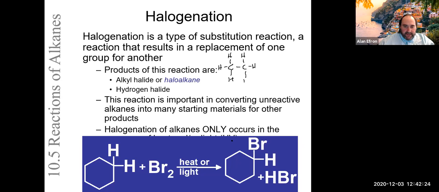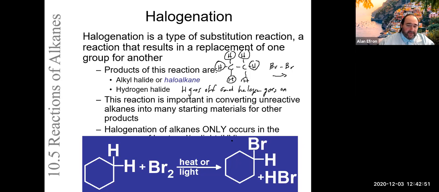And basically in a substitution reaction, a hydrogen comes off and a halogen goes on. So let's just say we had Br2. Now, what hydrogen goes off? If you look at all these hydrogens, they are all what are known as equivalent hydrogens, which means they're all the same basically. So you can basically take off any one you like.